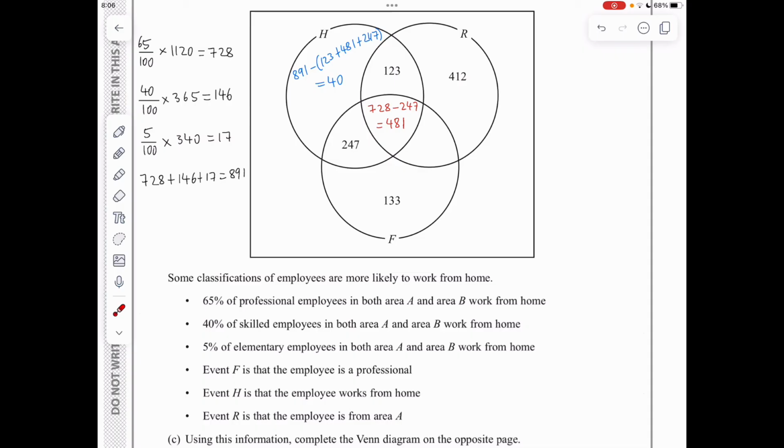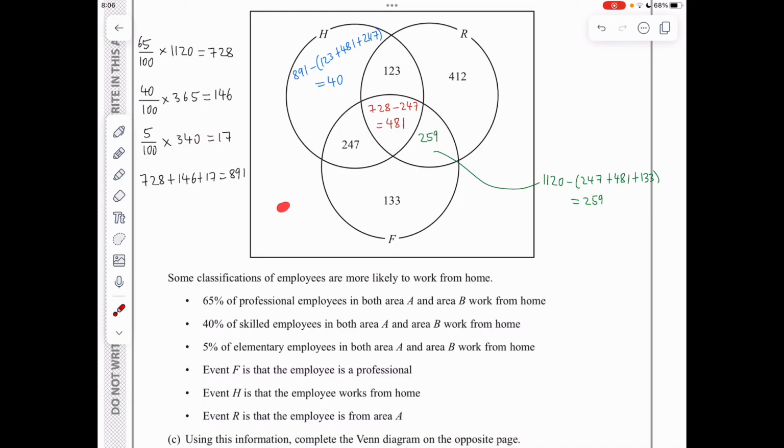Now we know that event F is the event that an employee is a professional, and we know that we've got a total of 1,120 professionals, which means that the number here missing can be found by doing 1,120 minus all of these numbers here. So this here will be 1,120 minus the 247, the 481, and the 133. This turns out to be 259. So this is 259 going here, and there's only one number missing, the number outside.